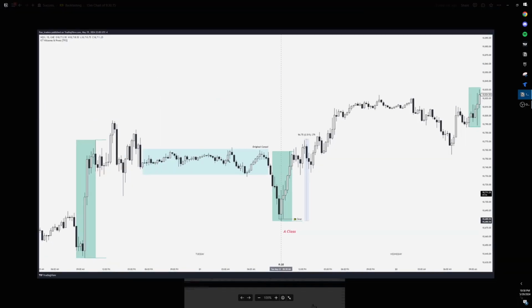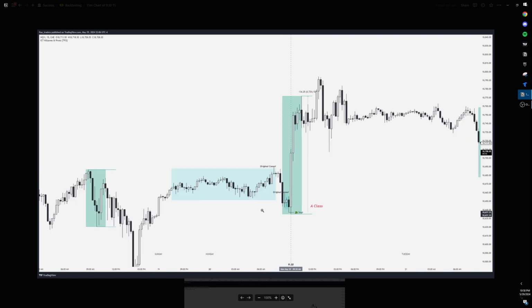over here. So original consolidation with London high, dropping into what? Discount IRL, A classification, turtle soup, right at 9:30, trading up into premium buy side liquidity ERL. Another A class over here.